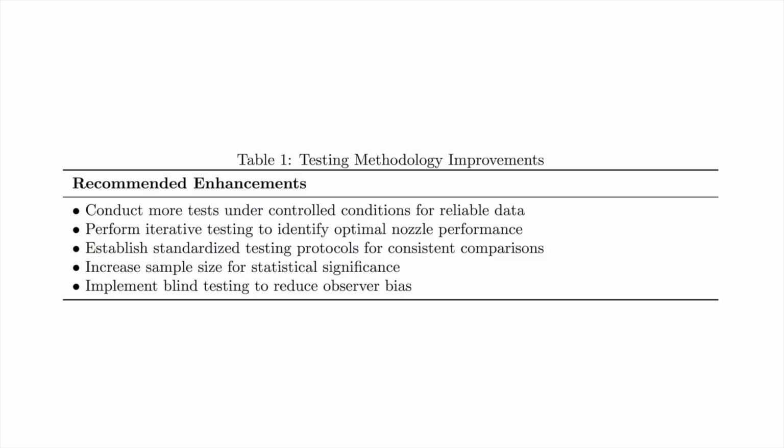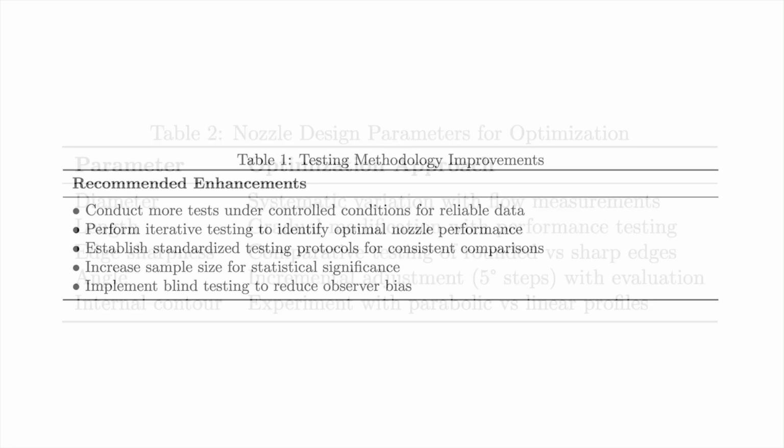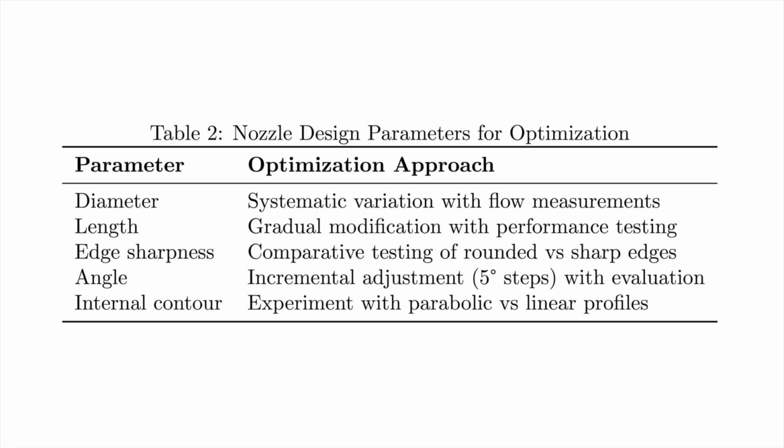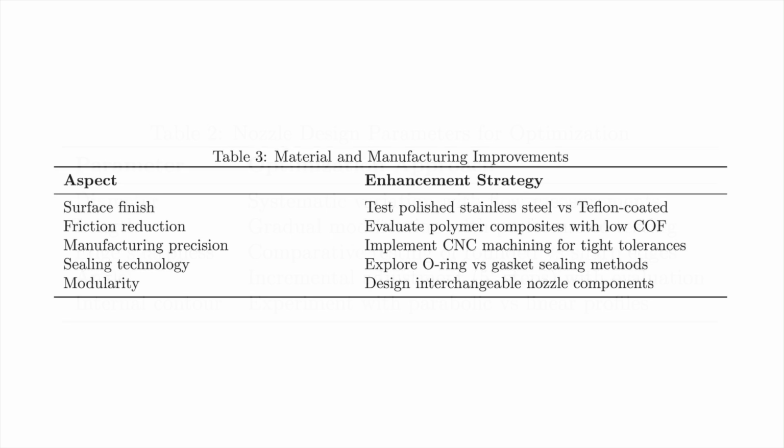To further improve our experiment and refine system performance, several additional steps could have been taken. Conducting more tests under controlled conditions would have provided more reliable data and helped identify which nozzle design consistently performs best. Iterative testing could also have optimized the nozzle shape, tweaking diameter, length, edge sharpness, or angle for more efficient flow. We could have explored different materials with smoother surfaces or lower friction to reduce energy losses, and used more precise manufacturing tools to improve part fit and minimize leakage.